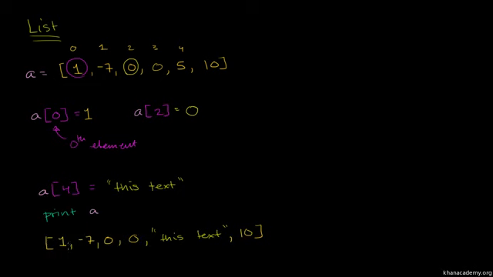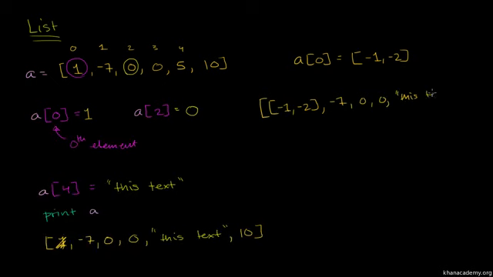In fact, after you did this, you could even redefine the 0th element of A to be another list, to be the list -1, -2. And if you did this, then the 0th element will now refer to this thing. So the list will now look like this. The 0th element will now be this thing, -1, -2. And then you'd have your -7, 0, 0, this text, and then you'll have your 10, just like that.